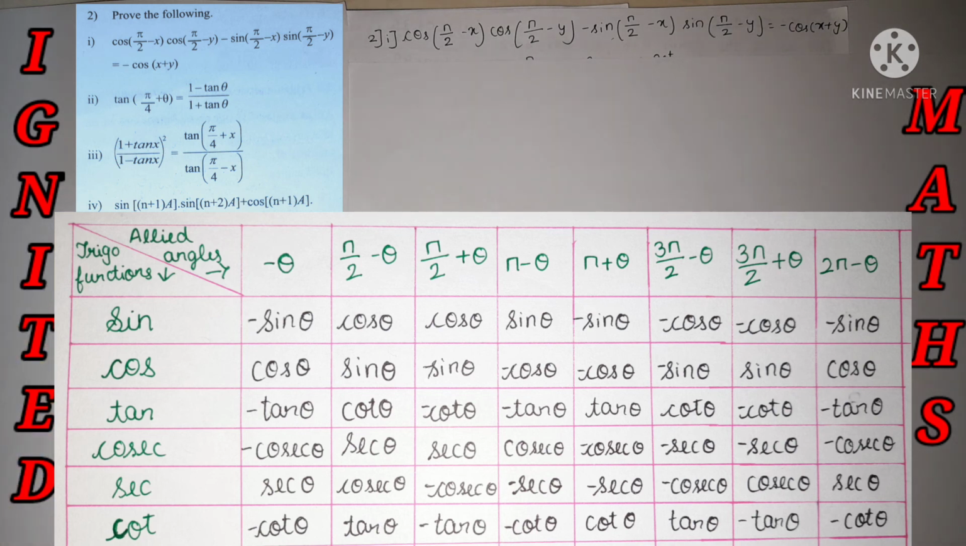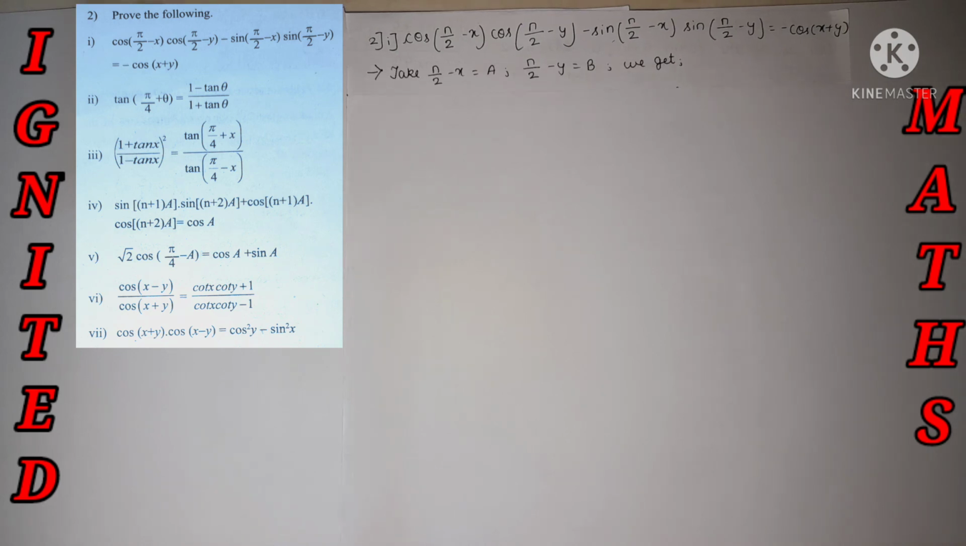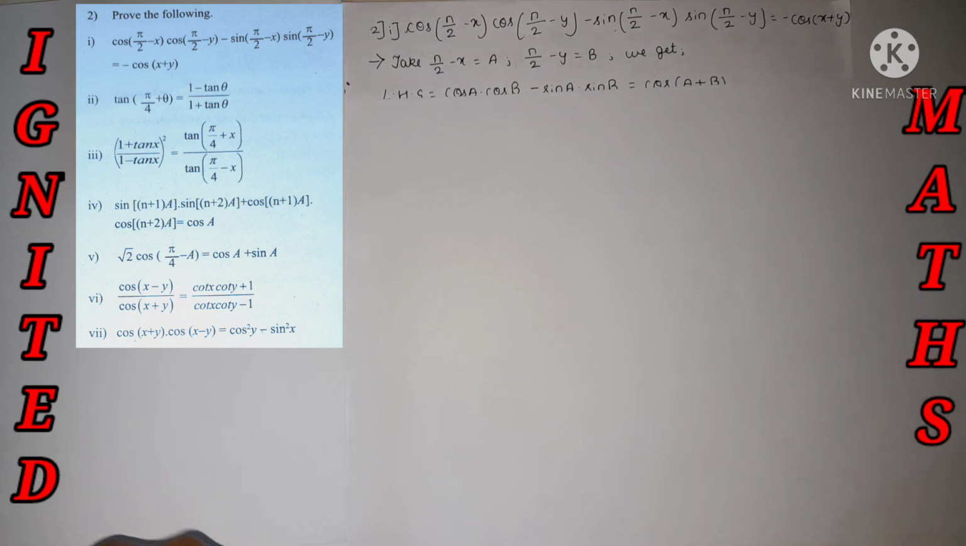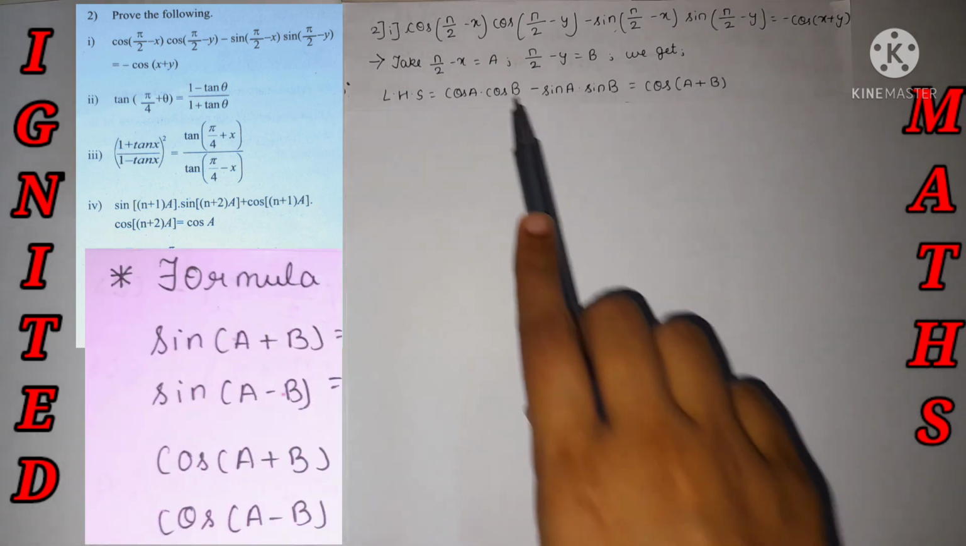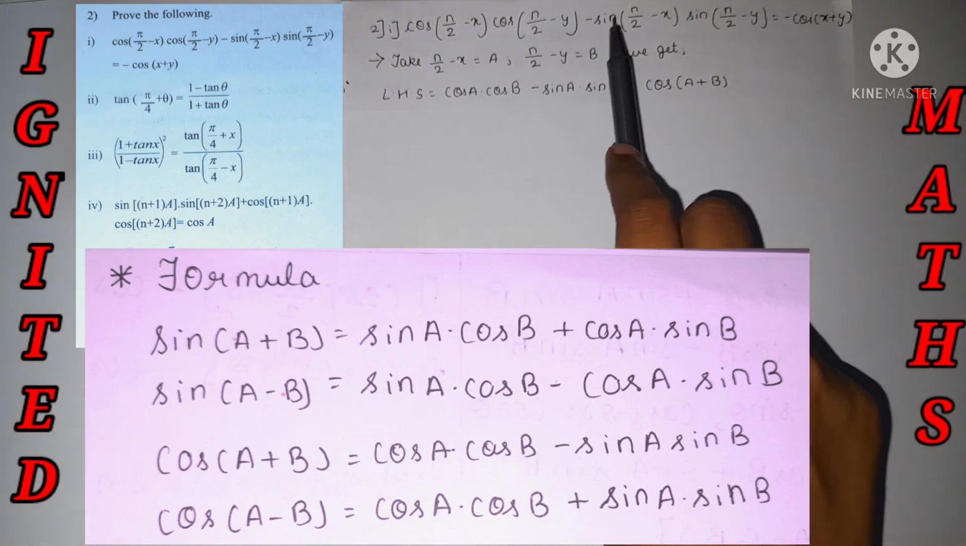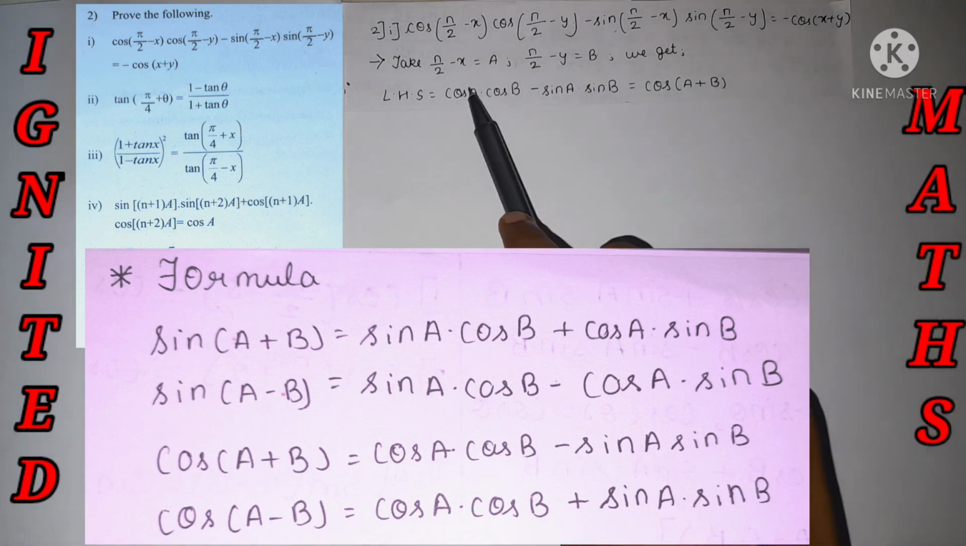The other way, we need to substitute and resubstitute in that method. That is nothing but we need to take the value of pi by 2 minus x is equal to a and pi by 2 minus y is equal to b. So it's nothing but cos a into cos b minus sin a sin b. Yes, it's nothing but the cos of a plus b formula. I have just substituted the a value over here and pi by 2 minus y over here is the b value, and the formula is cos of a plus b.